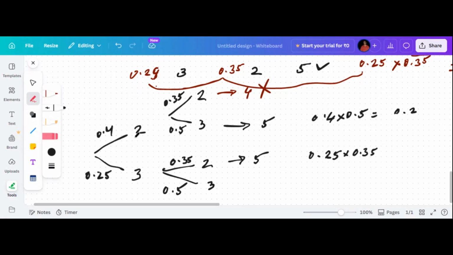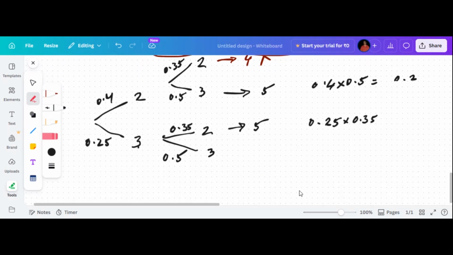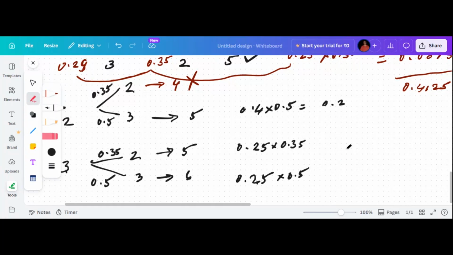Tom wins 2 and Claire wins 3, so we multiply. Tom wins 3 and Claire wins 2, again we multiply. And here, Tom wins 3 and Claire wins 3, so we will multiply, 0.25 into 0.5. So when it is and, we multiply.